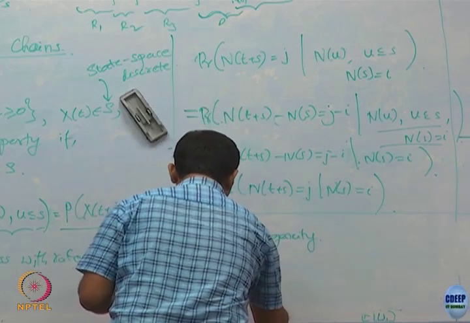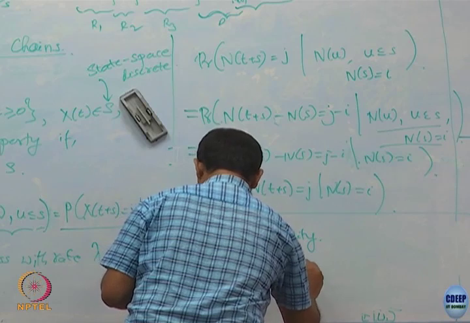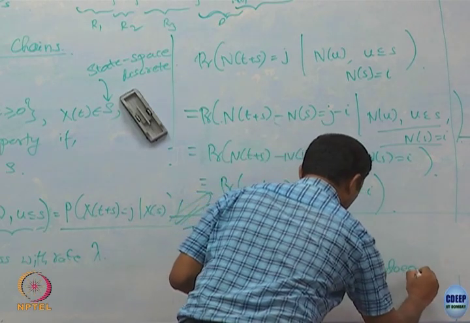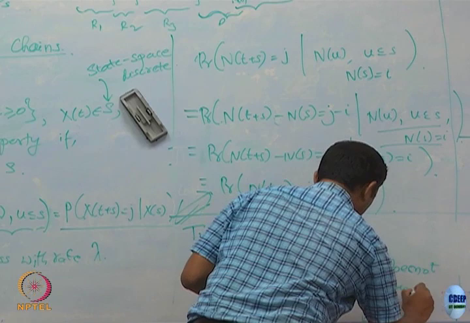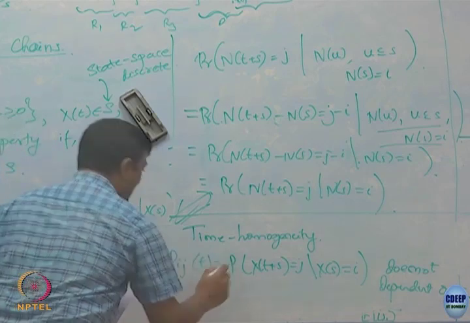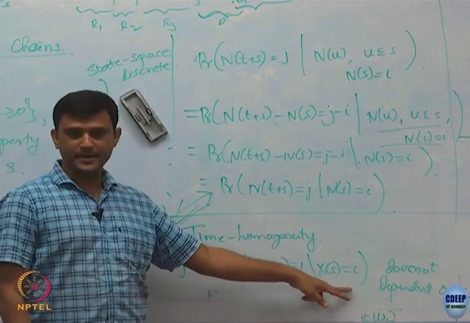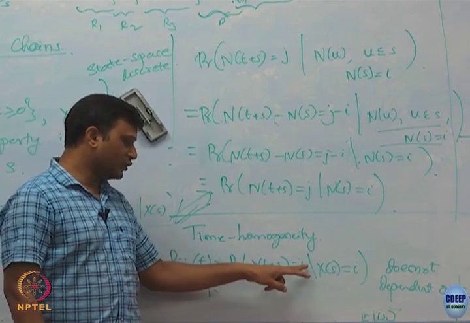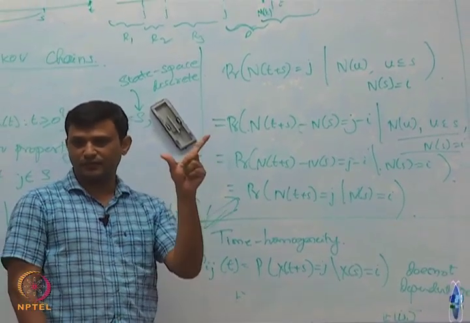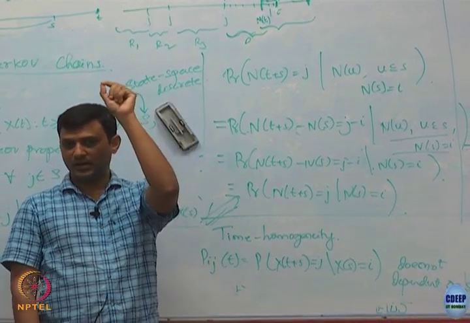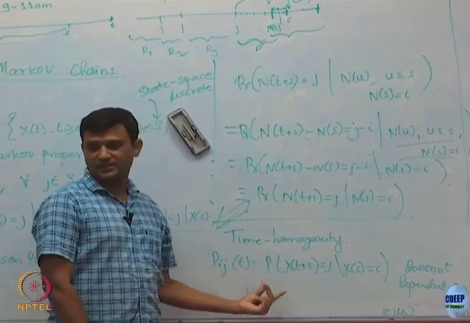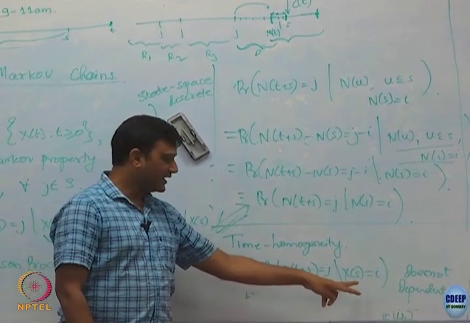We are going to assume that, if you are asking the question, at time s you are in state i, what is the probability that you go to state j at time t plus s? Here you are looking at an interval s to s plus t, so its length is simply t. You are going to assume that these probabilities only depend on the length of the interval, not on the point where you started.